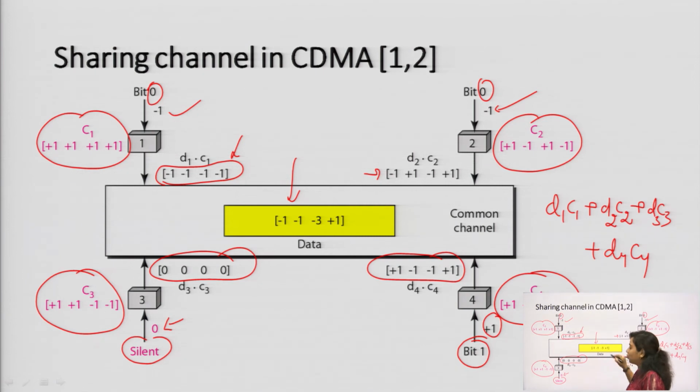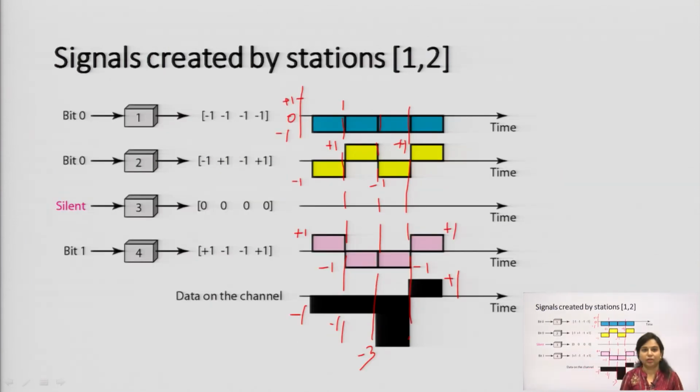This is not transmitted as it is, because plus 3 means nothing when we are talking about 1 and 0. So, we have to denote it in terms of a signal, and that signal is shown by this diagram, this black colored waveform which has to be transmitted over the channel.